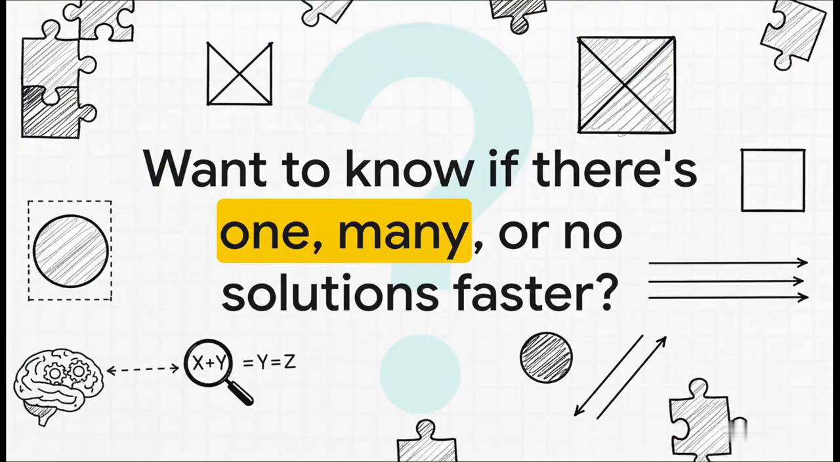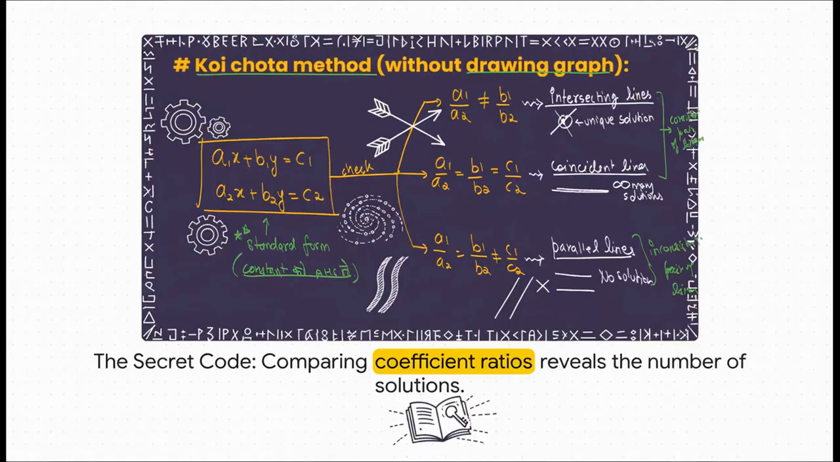Seriously, what if you could just glance at the 2 equations and instantly know if the lines are going to cross, run parallel, or be the exact same line? Sounds like a superpower, right? Well, you can totally do it. Okay, so here's the secret code.